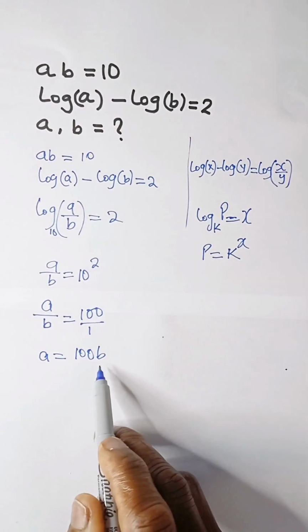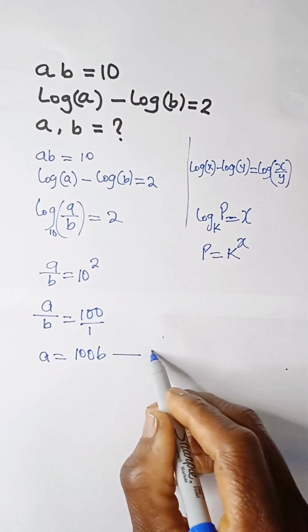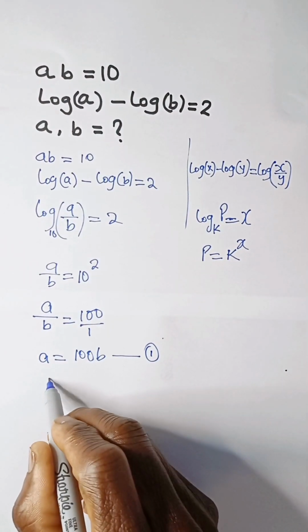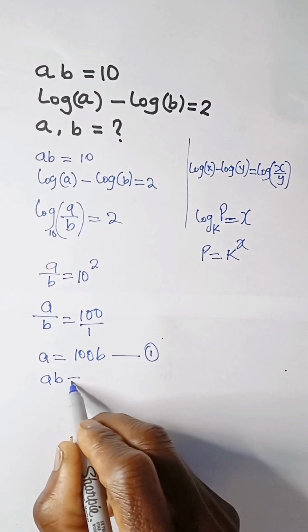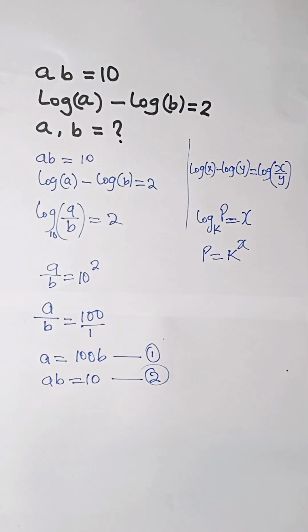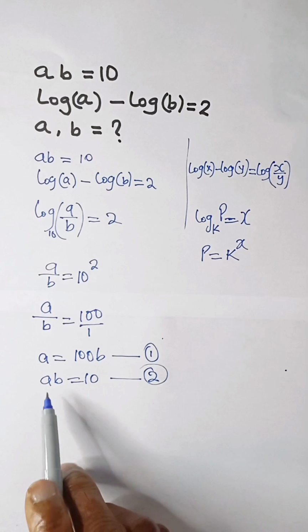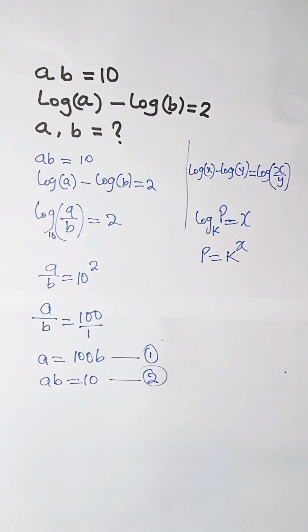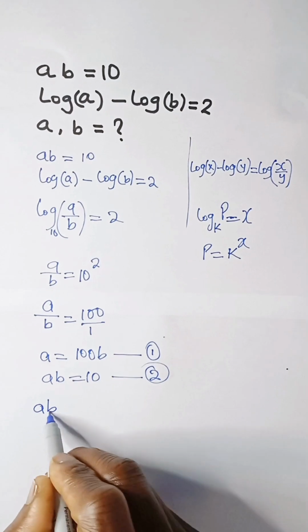Here we have an algebraic equation. We can call this equation 1. Then the first one we can call equation 2. So we have that a times b is equal to 10. We can call this equation 2. Now let us find the value of b. We are going to use equation 2. So here we have equation 2. A times b is equal to 10.